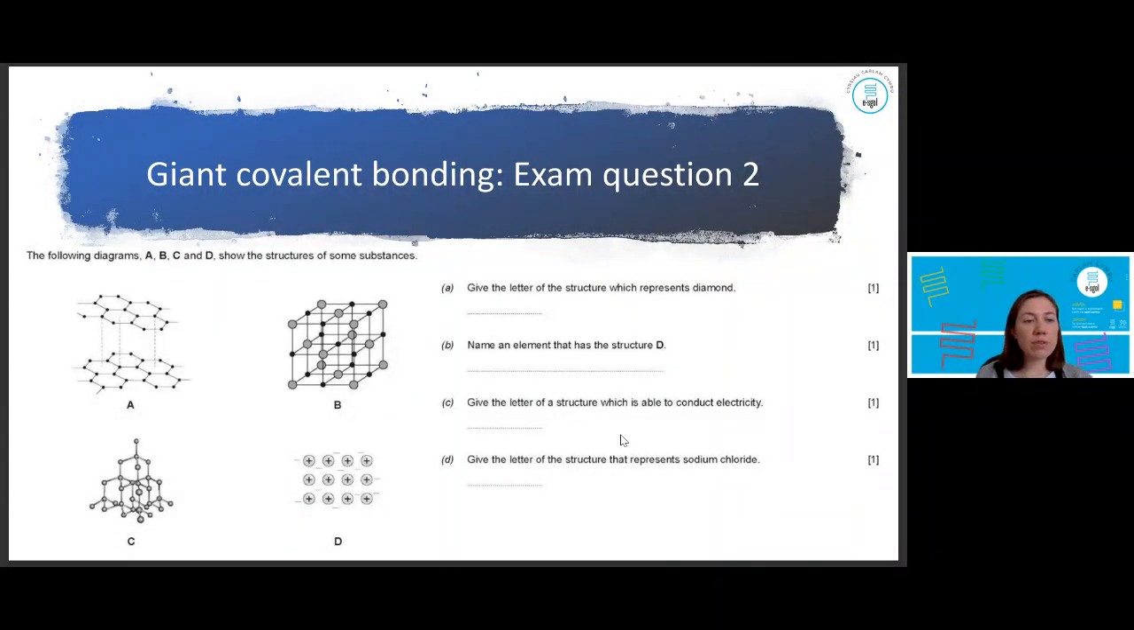Another question for you. So you've got 4 diagrams there. When you see something like this, hopefully your brain is ticking over as to trying to identify what A, B, C, and D are. Give the letter of the structure which represents diamond. Name an element that has structure D. Give the letter of a structure which is able to conduct electricity. And give the letter of the structure that represents sodium chloride.